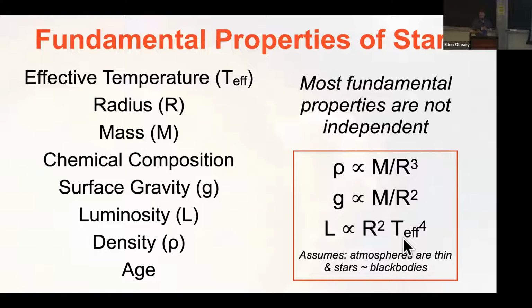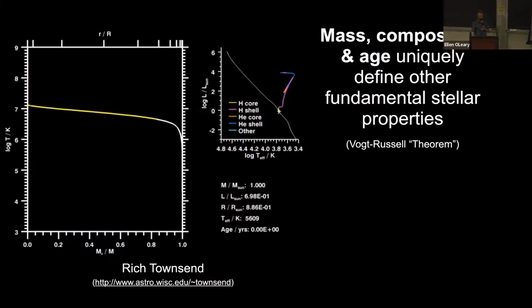Now, one other important point about the relations between these fundamental properties is that there are actually three quantities on the left-hand side that define all other fundamental stellar properties that we might determine. Those are the mass, composition, and age. If you know the mass and the composition of a star, from a modeling perspective all you need to worry about is the age. You propagate the age of the star forward, and you can predict all the other fundamental properties of the star using that information.